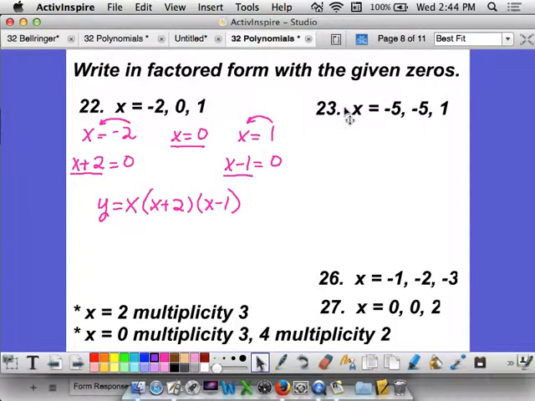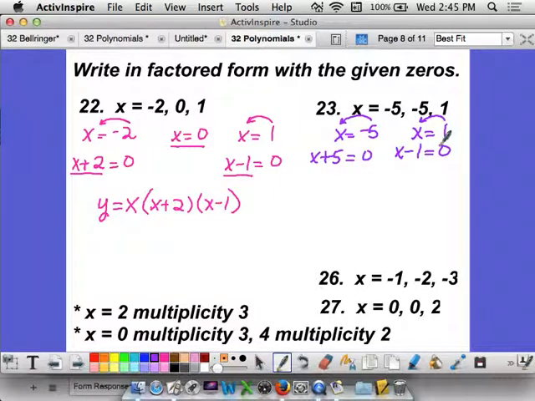In the second one, I'm just going to pull this up and look at them together. I have on number 23, -5, -5, and 1. What you should notice is that I have two -5s. Now, instead of writing that two different times, because I'll come out with the same answer, I'm just going to write it once. I know that x is equal to -5 and x is equal to 1. So I'm finding the zeros. I'm going to set that equal to 0. So I have x plus 5 equals 0. Bring the 1 over. X minus 1 is equal to 0. So here are my two terms.